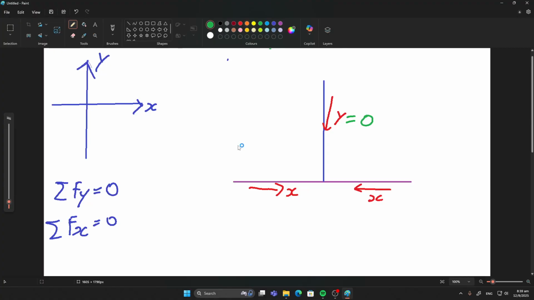How do I make sure that this will not become a zero force member? Very simple. Add an external force. Voila. That's it.